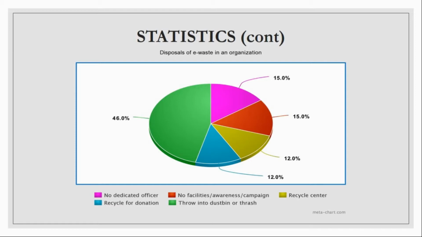Over two-thirds of the respondents just neglect it by putting it in the dustbin or keeping it in their drawer, and never really bother where it goes afterwards. In some cases, the cleaner of the organization might take it to the recycling center by themselves.